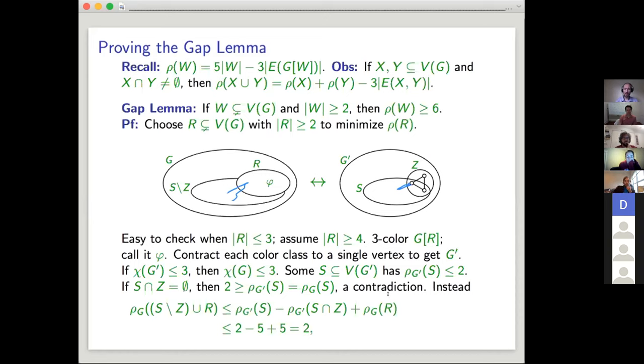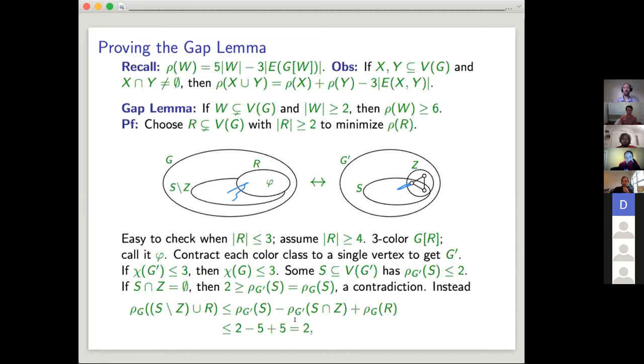And then this last part, row GR, well, that's because we said that R was a counterexample, right? So you're assuming that this was false and R was a counterexample. And so it's a counterexample to what? To having row at least six. So it must be at most five. And so when you run the algebra, that's two, but that's a contradiction because you found some subset of these vertices, S minus Z union R, that has potential at most two, that has row at most two, which contradicts your hypothesis, okay? So that is the gap lemma.